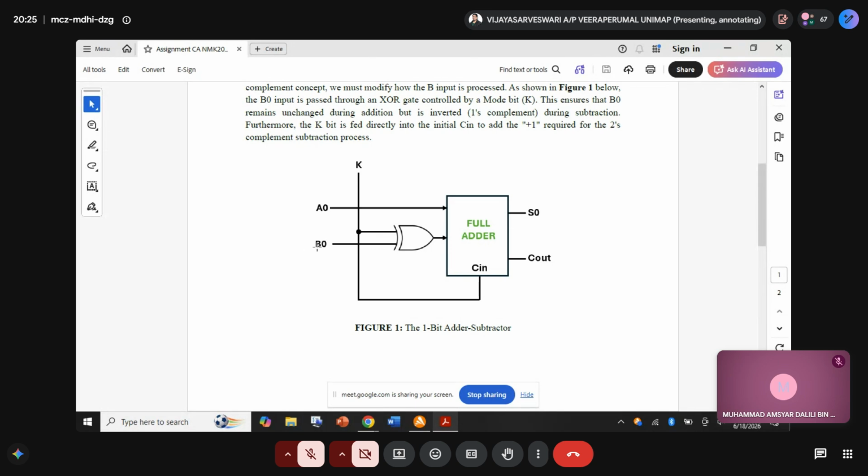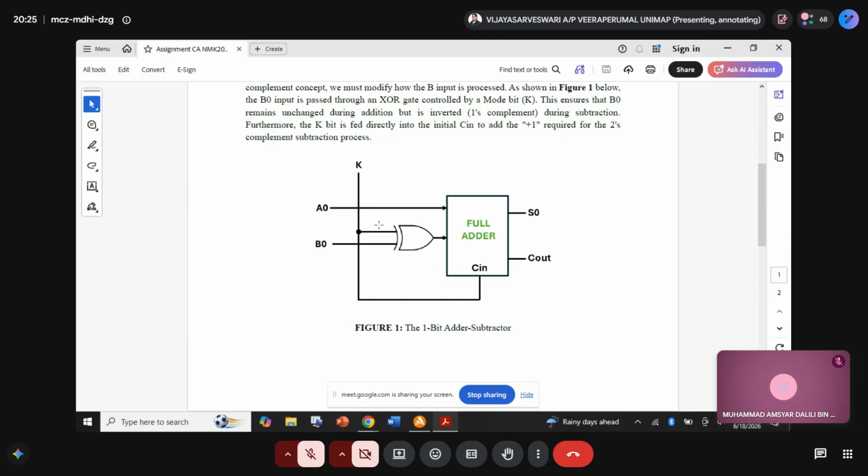Whenever the DO is inverted as a 1, it will become a subtraction. If it is not inverted, it will become an addition. So that is the main concept of transferring from addition to subtraction. This is the one bit full adder, because we have only one A and one B.